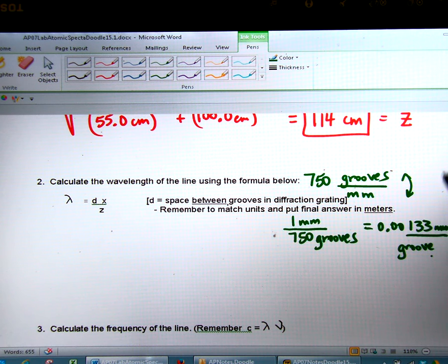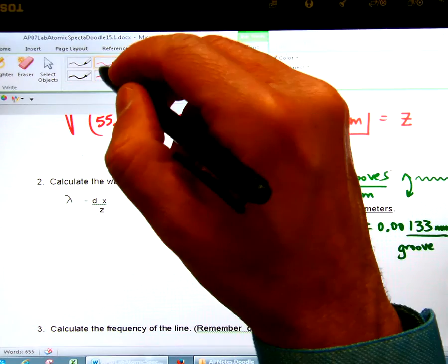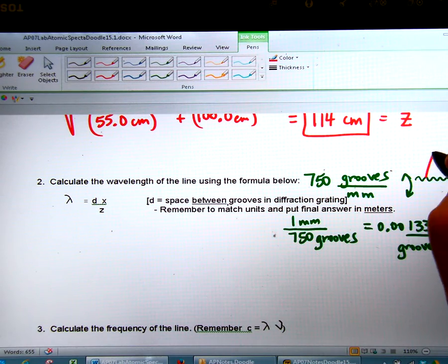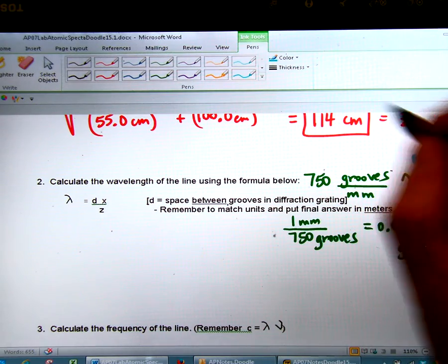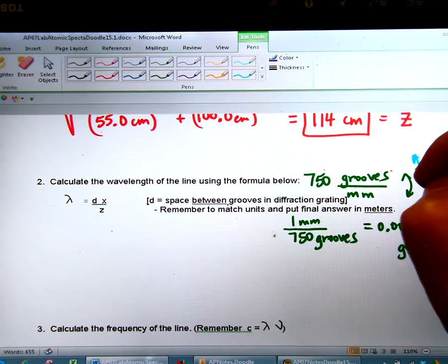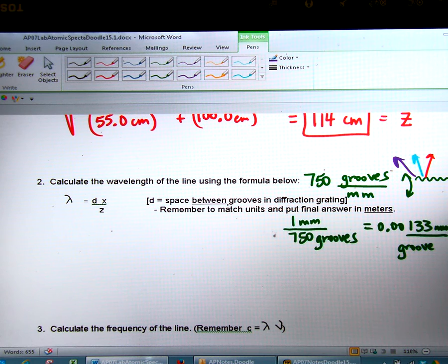So the diffraction grating, remember, has these tiny little ridges that you can't see with your eye. And these ridges, when light hits it, make the light split up into different directions because each one has a different wavelength. So the red might go there, the teal might go there, the violet's going to go there, and you're going to break it up into different directions and different distances from the tube.